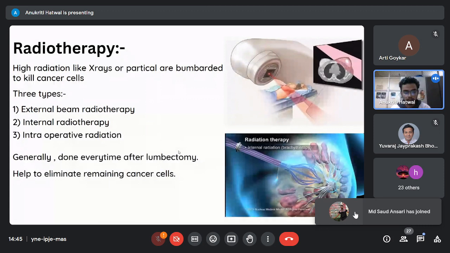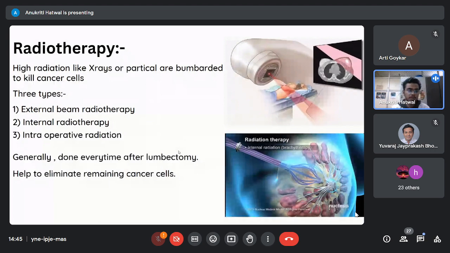Now there are three types of radiotherapy. First, in which the radiation source is outside. Second one is internal radiotherapy, which is also called brachytherapy. And third is radiation, in which the source is, especially in metastasis of cancer.